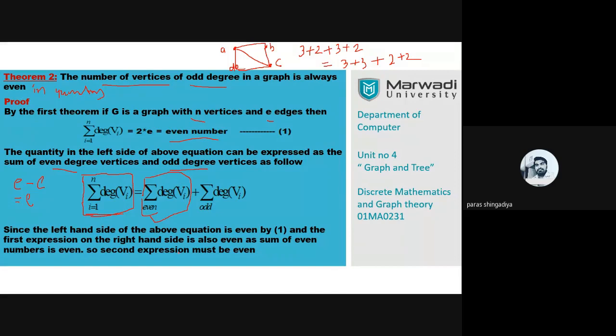So the second expression must be an even number. By default, it will be an even number. Why? Because this is an even number and that is also an even number. So the subtraction of two even numbers, the difference, will be an even number, and that is a rule of mathematics. So they must be even numbers. So what does it mean?